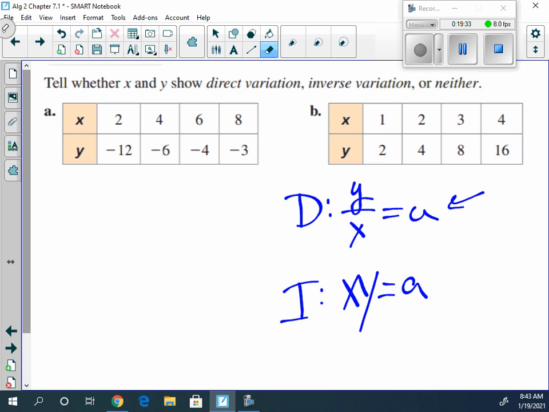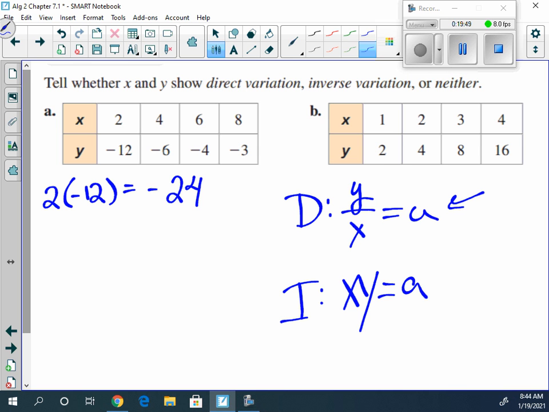Okay. I'm going to erase it so that I have a little bit more space. So next we can try inverse. And what would I do with inverse? I would multiply them. So we can do 2 times negative 12, which would be negative 24. Okay, that's 4 times negative 6. What's 6 times negative 4?